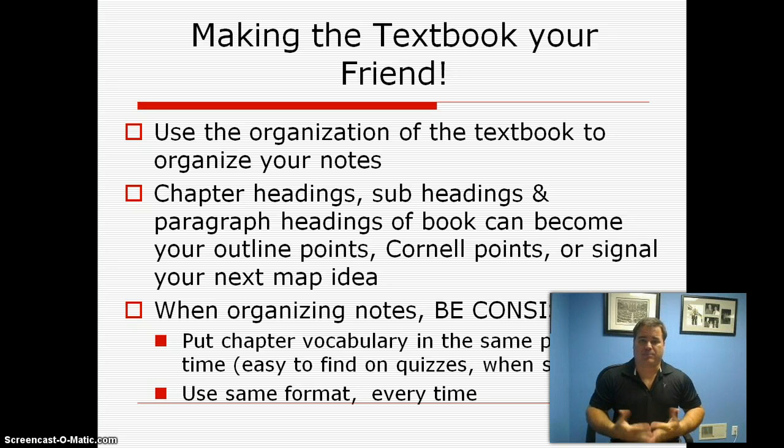So for example, the chapter headings, the subheadings, the paragraph headings of your book can become your outline: Roman numeral 1, subsection A, sub-idea 1. They can become your Cornell main ideas or note sections, or your bubbles and your squares within a graphic organizer style. When you're organizing your notes, be consistent, okay?